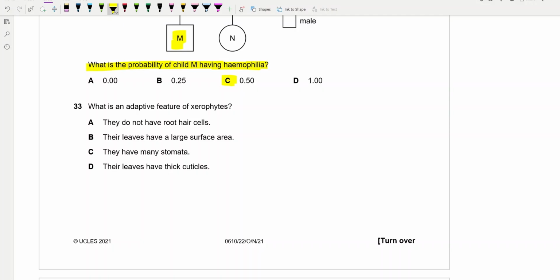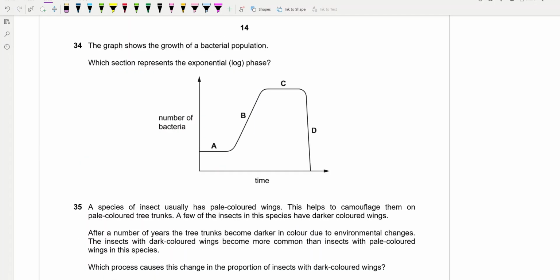Question number 33. What is an adaptive feature of xerophytes? So xerophytes are plants that are found usually in deserts. Option A says they do not have root hair cells, so this is wrong. Option B, their leaves have a large surface area, this is also wrong. Option C, they have many stomata, this is also wrong. Option D, their leaves have thick cuticles. Option D is correct.